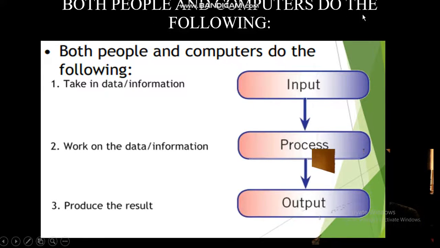Both people and computers do the following process. Both people and computers have the same process that we do. For example, take data and information, that's input, then work on the data and information, that's the process, and produce a result. For example, you eat food. After you eat food, the food will go into your stomach. It will be processed. After it is processed, the good part will be absorbed, while the bad part, you have to go to the toilet and get it outside, right?